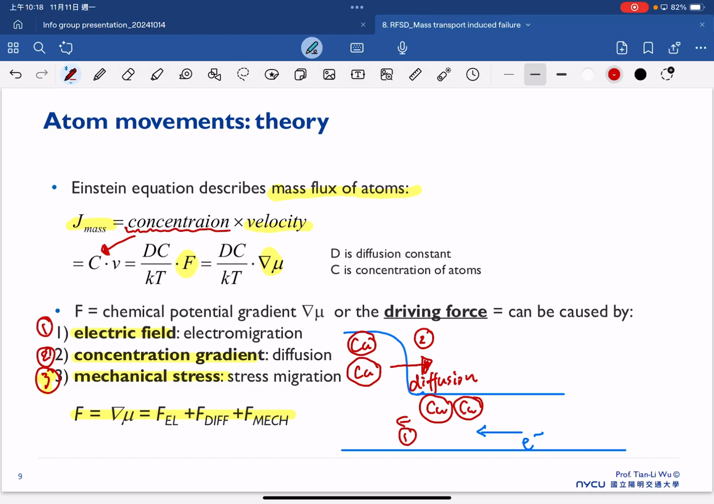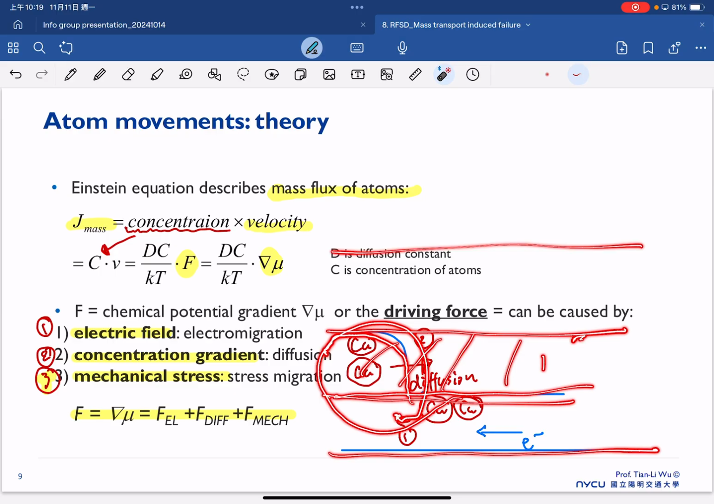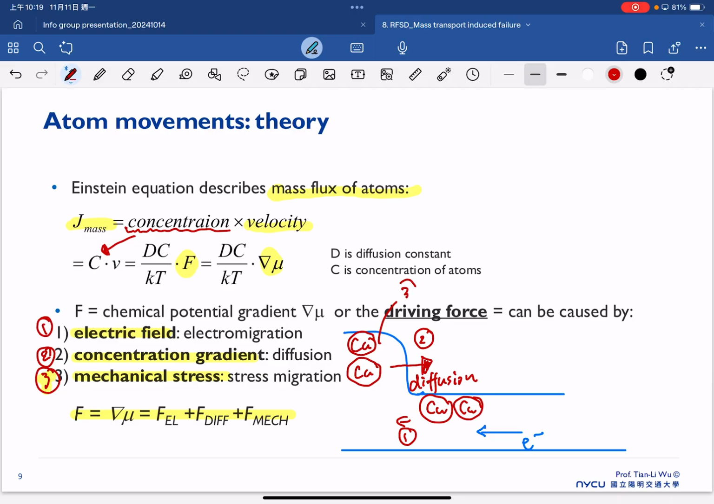But the third one is because right now in this region we actually have lots of copper staying here. That will create what we call compressive stress. Because you have to imagine this is not a single line. You have a line, you have a passivation, you have another line here. So once you have this copper locked here, your passivation is still there. The passivation will induce a compressive stress back to your interconnection line. So we will have the third driving force, what we call the compressive stress. So that's the third mechanism.